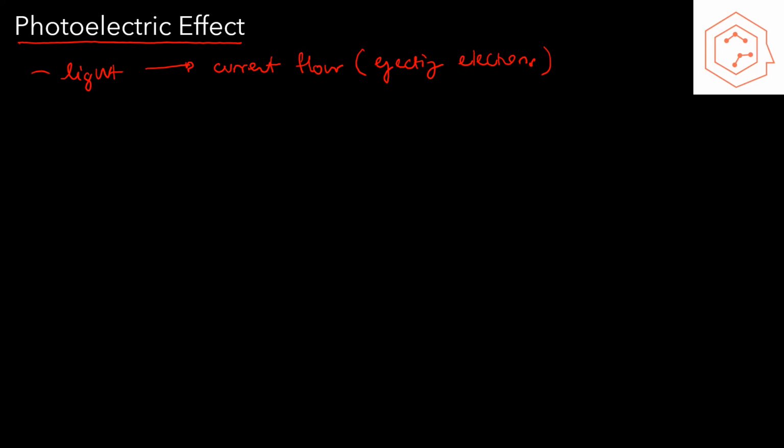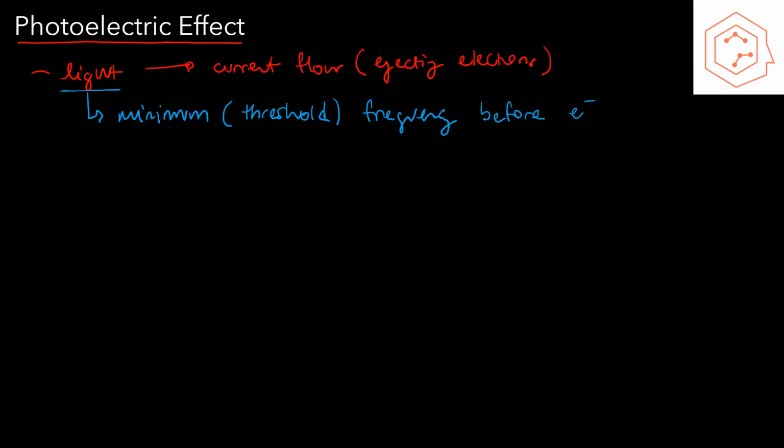So another weird phenomenon that was observed in the 21st century was the photoelectric effect, which consisted of shining light on certain materials and observing current flow, otherwise known as the material ejecting electrons. And one of the properties of the phenomenon was that there was a minimum or threshold frequency before we would observe any electrons being emitted.